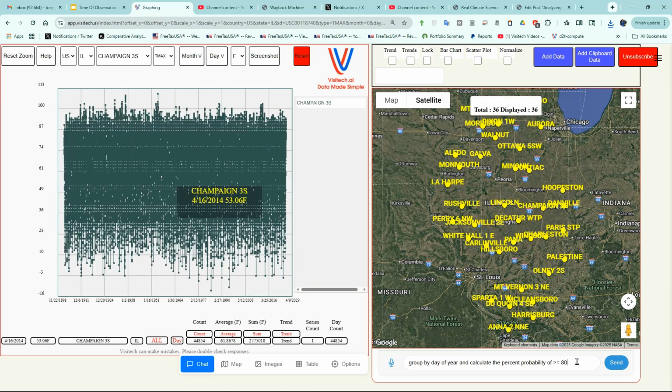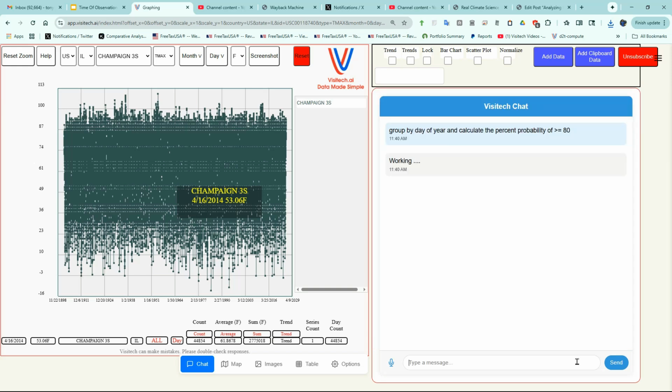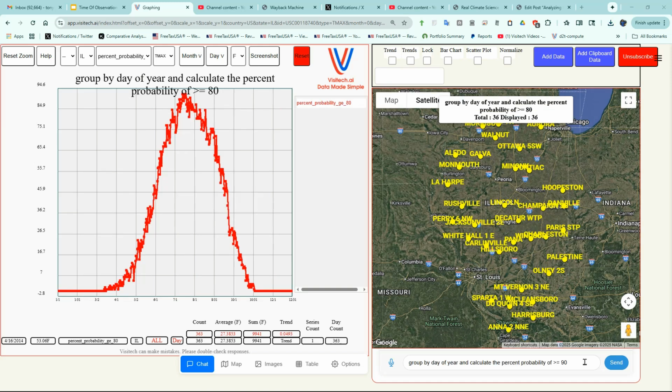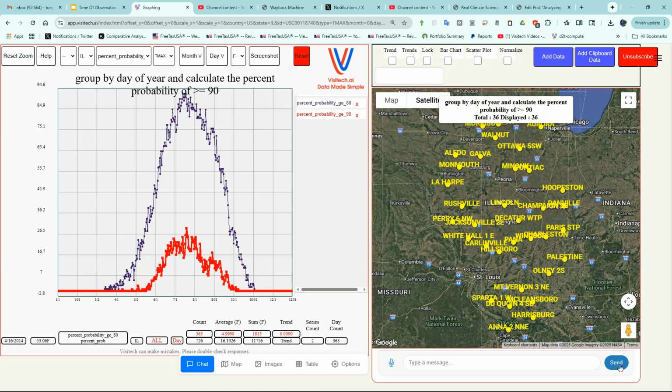Let's do a different analysis now. Group by day of year and calculate the percent probability of greater than or equal to 80 degrees. Group by day of year and calculate the percent probability of greater than or equal to 90 degrees. Group by day of year and calculate the percent probability of greater than or equal to 100 degrees. Group by day of year and calculate the percent probability of greater than or equal to 60 degrees.